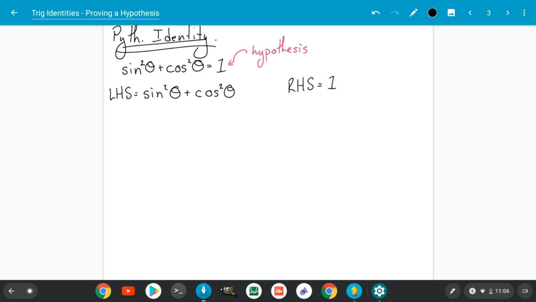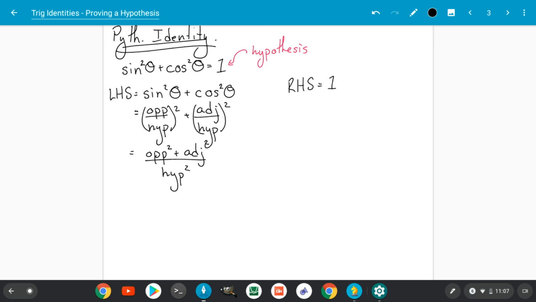And what we're going to do then is we're just going to again switch this to opposite over hypotenuse. So we've got opposite divided by hypotenuse, and we're going to square that. We're going to add that to adjacent over hypotenuse, and we're going to square that. And so now you'll see we have a common denominator. So I'm just going to write this as opposite squared plus adjacent squared over hypotenuse squared.